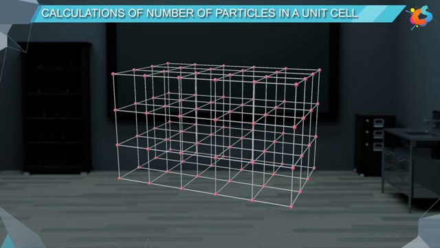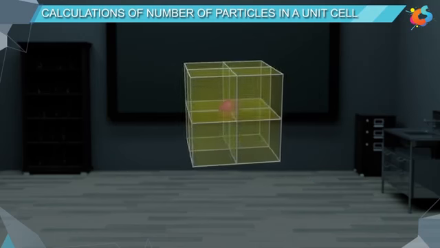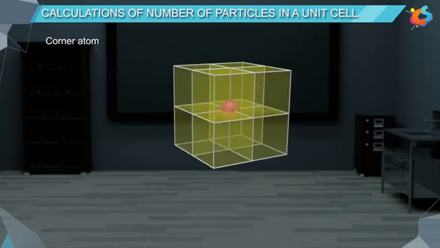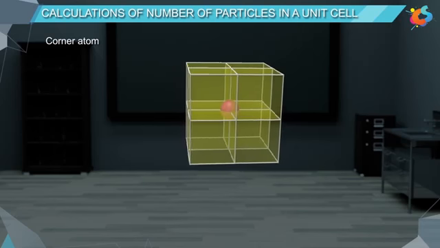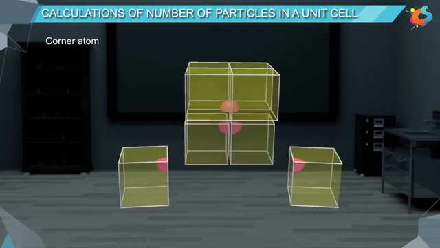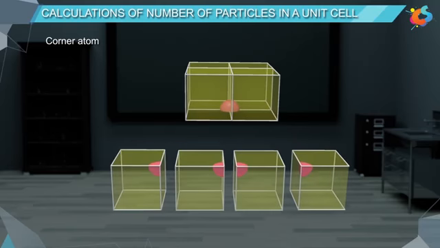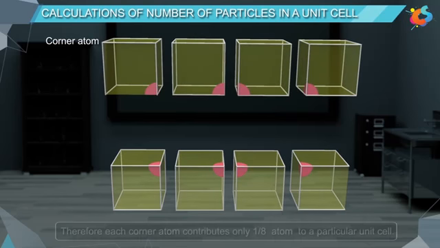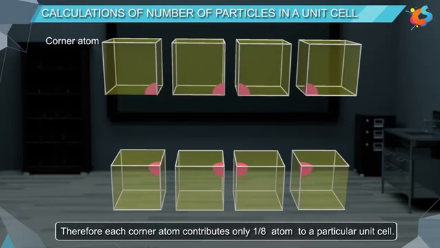Let us now understand the contribution of a particle in a lattice point to its unit cell. A corner atom is shared equally by 8 unit cells. 4 unit cells are present in the lower layer and 4 unit cells are present on the upper layer. Therefore, each corner atom contributes only 1/8 atom to a particular unit cell.